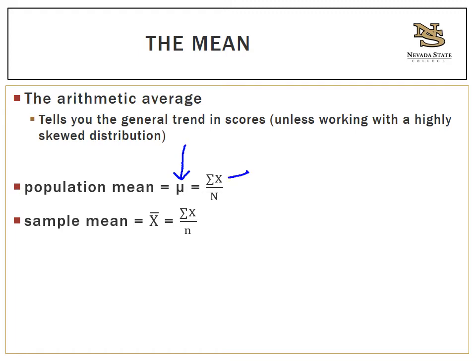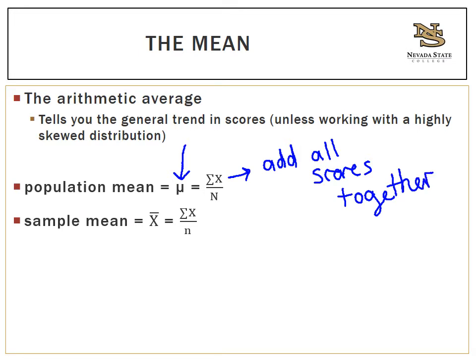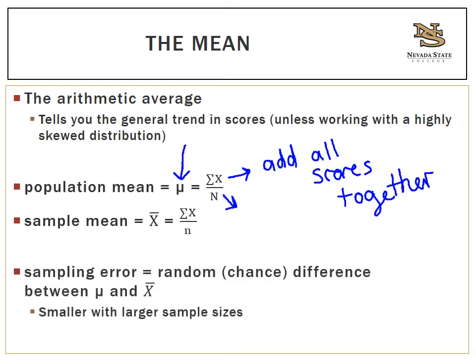And then this sum of x is just you add all the scores together. So add all scores together. And then you'll see there's an n at the bottom, and that is the total number of scores in the population, or the population size. Total number of scores.